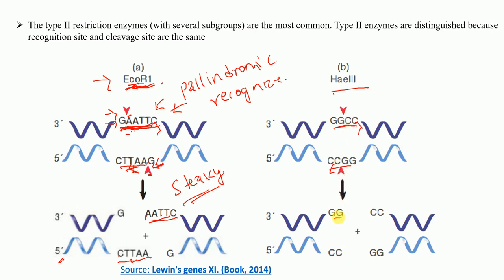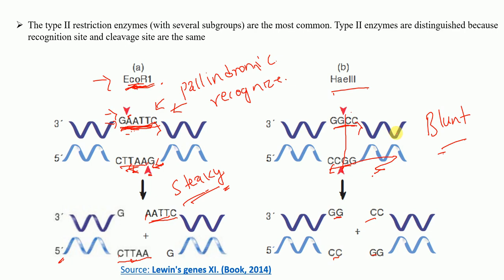Therefore, we will have 2 bases here and 2 bases here. Here the ends are not sticky. With EcoR1 the ends are sticky, as you can see, with 5' and 3' overhangs, but here the ends are not sticky, because it cuts directly through the middle, separating the two strands cleanly. This kind of cut by the restriction enzyme is called a blunt cut, and it results in blunt ends. So this is the difference between sticky ends and blunt ends.